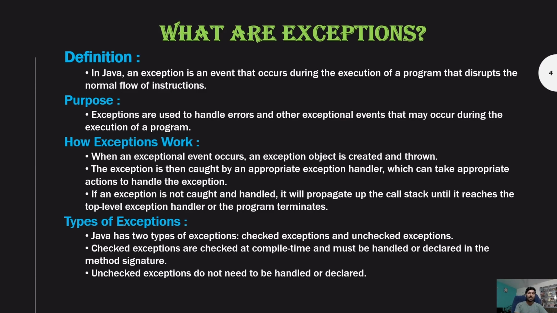Types of exceptions. Java has two types of exceptions: checked and unchecked exceptions. Checked exceptions are checked at compile time and must be handled or declared in the method signature. Unchecked exceptions do not need to be handled or declared.